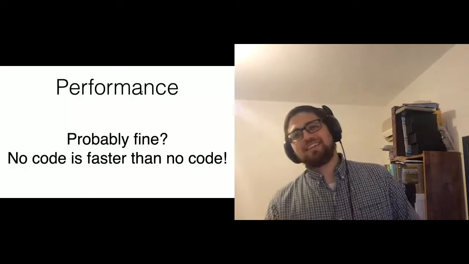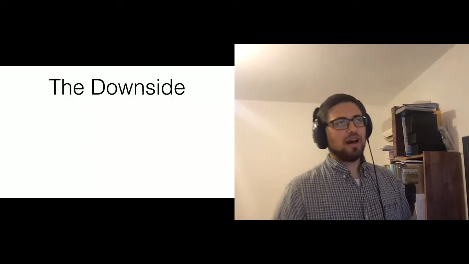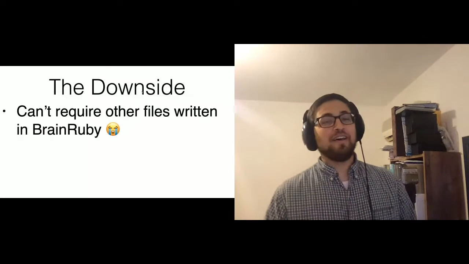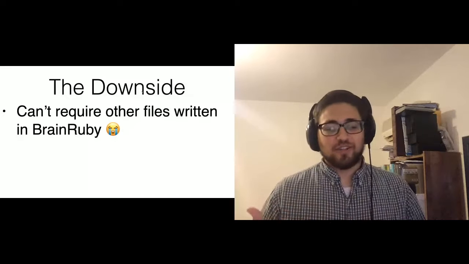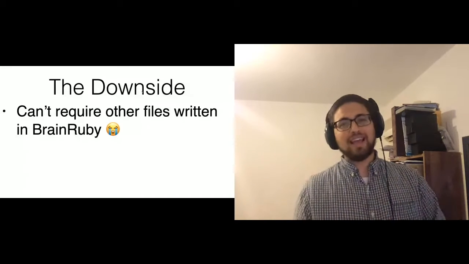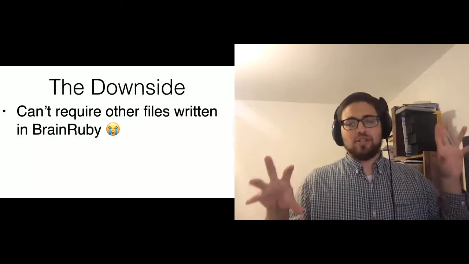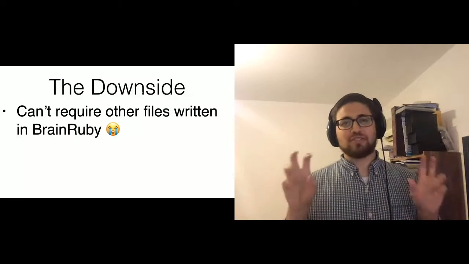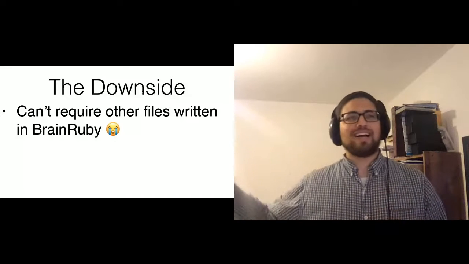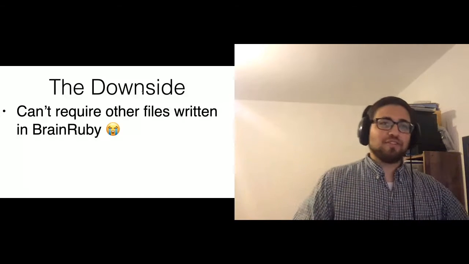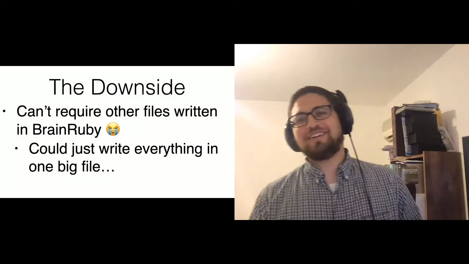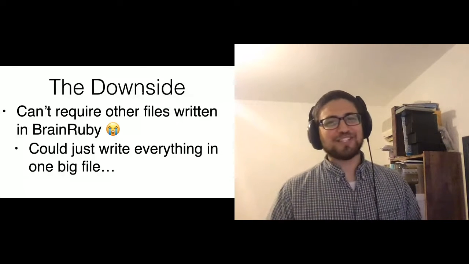However, there's a downside, if you can believe such a thing. One of the big ones is you can't require other files that are written in Brain Ruby. So remember that each file executes inside of its own memory space. It's basically launching a new Ruby process, running the code, and then exiting. And so I can't have two Brain Ruby files sharing the same memory space. I can't require another file with a class in it and then use that class. It's just not going to work. Now, there is a known workaround, which is you could write everything in one big file. So you can do that if you really want to run Brain Ruby apps in production.